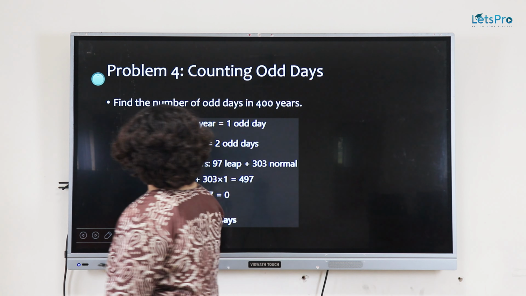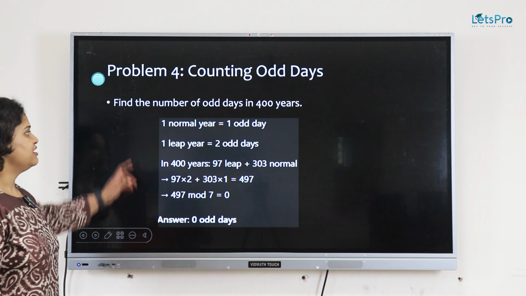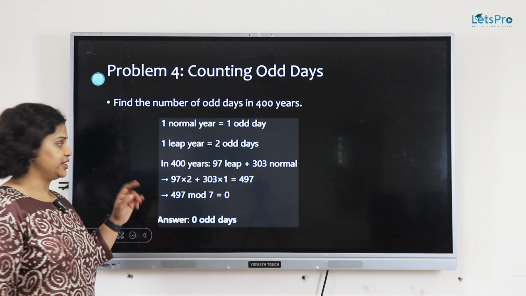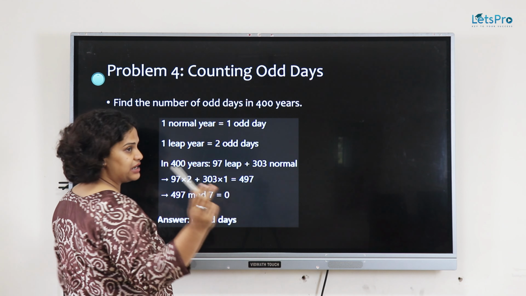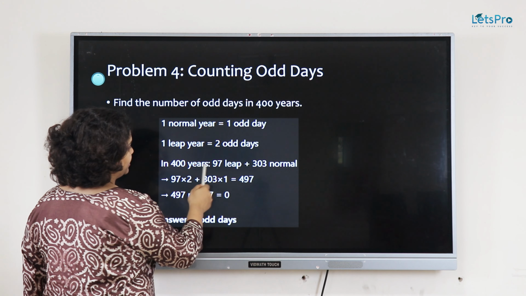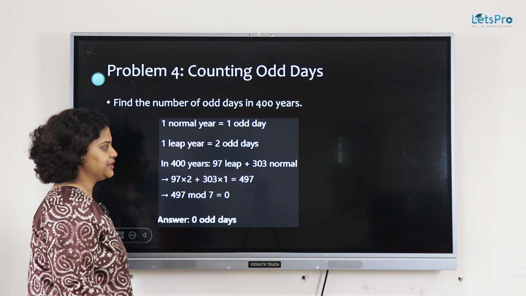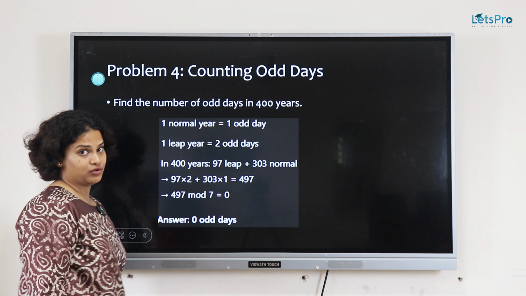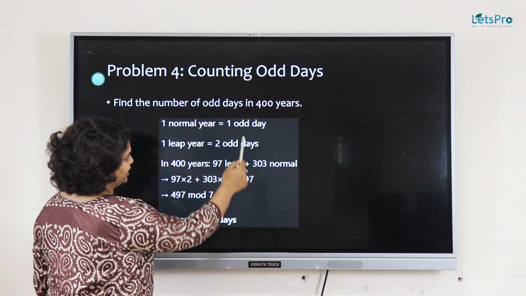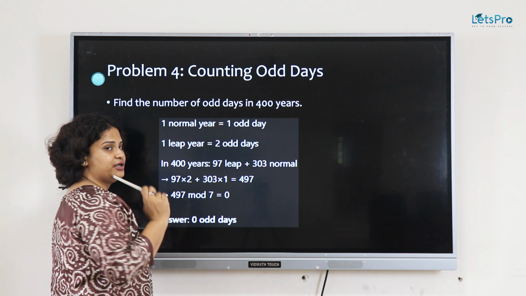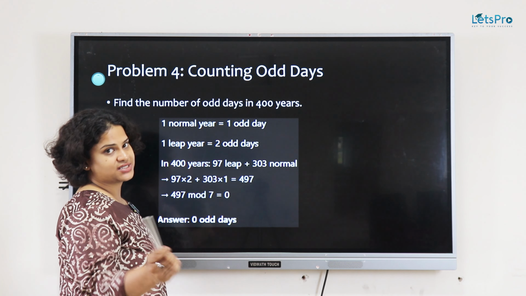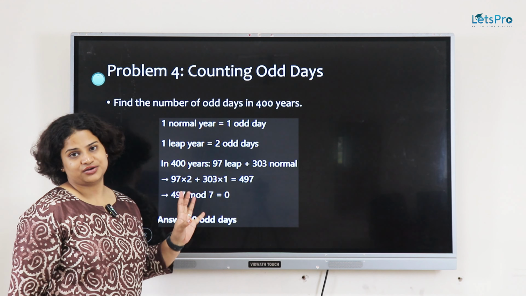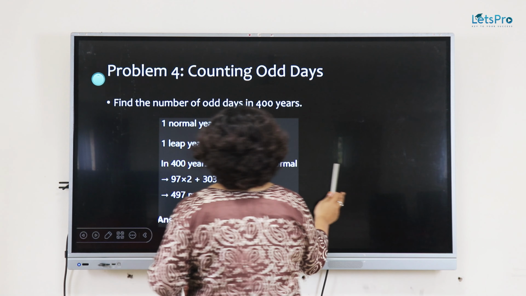Next is counting odd days. Find the number of odd days in 400 years. So, one normal year has 1 odd day. 2 leap years will have 2 odd days. In 400 years, we will have 97 leap years and 303 normal years. So, 303 into 1 plus 97 into 2. This will give you 497. Now, mod it with 7, which is equal to 0. Therefore, 0 odd days.